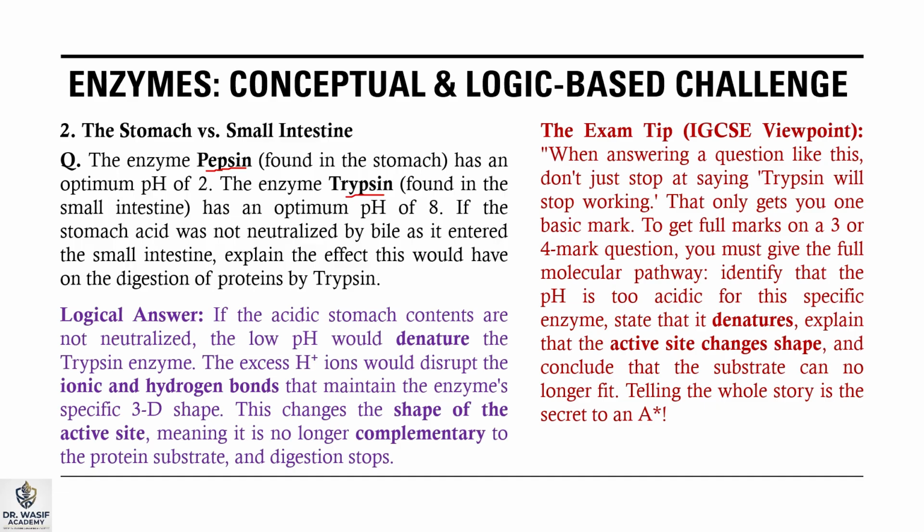As a takeaway for your exam, when answering a question like this one, do not just stop at saying trypsin will stop working. Okay, this is not the perfect answer. That only gets you one basic mark. To get full marks on a 3 or 4 mark question, you must give the full molecular pathway, identifying that the pH is too acidic for this specific enzyme and stating that it will denature, explaining that the active site changes its shape, and concluding that the substrate can no longer fit. Telling this whole story will definitely get you an A star in this question. Okay.